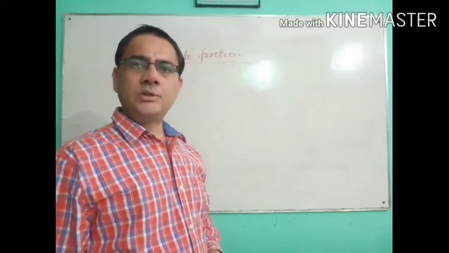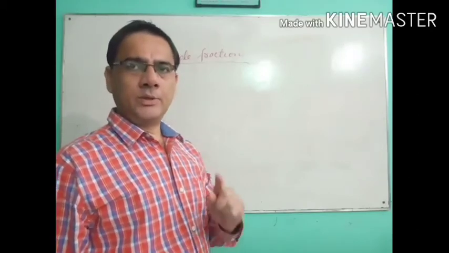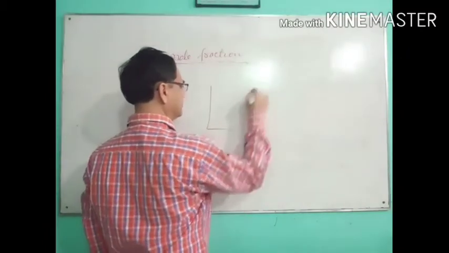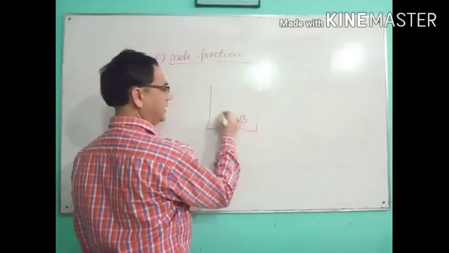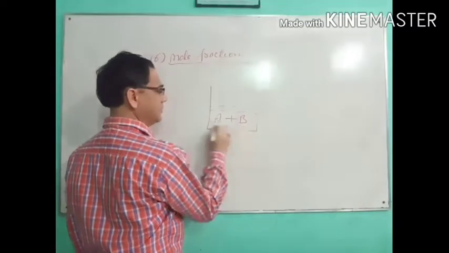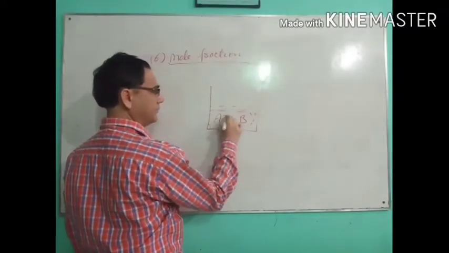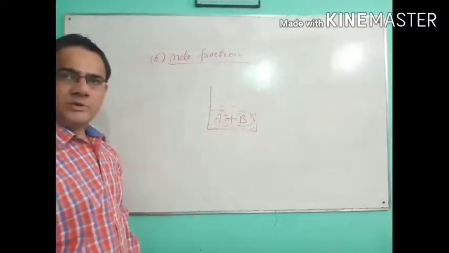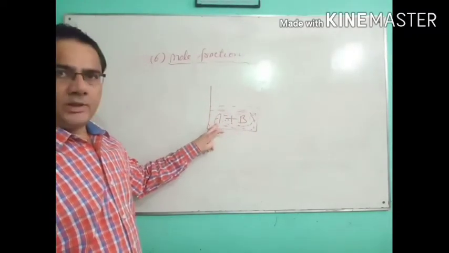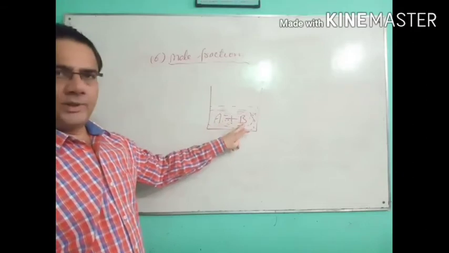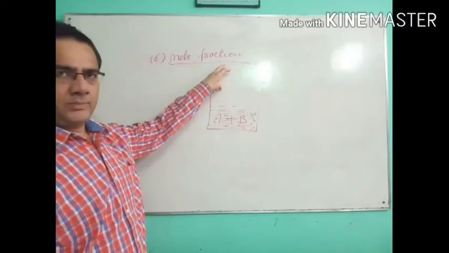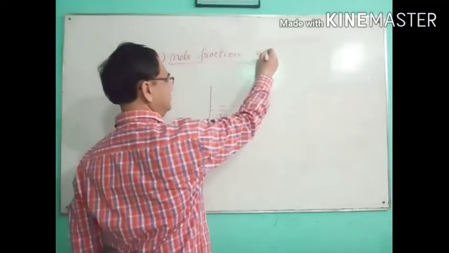Suppose one solution is made by two components, component A and component B. This is the solution. Component A and component B both are miscible to each other. Now we try to define the concentration of the component A in the solution and the concentration of component B in the solution. Then we use another formula, and that is the mole fraction. It is denoted by X.